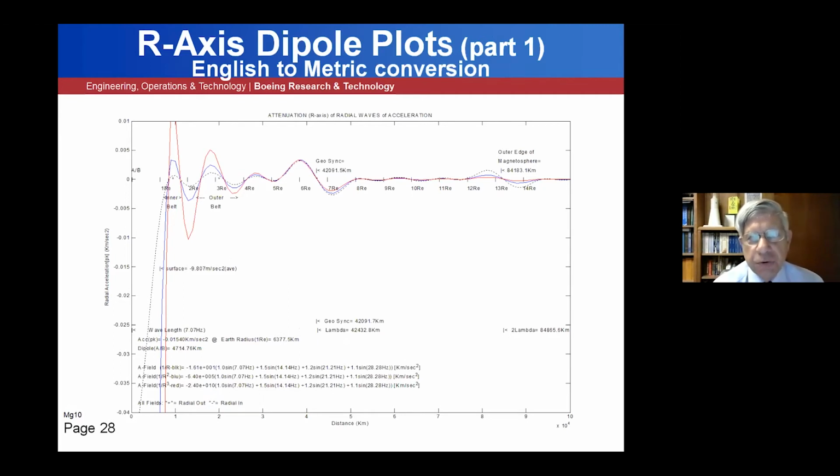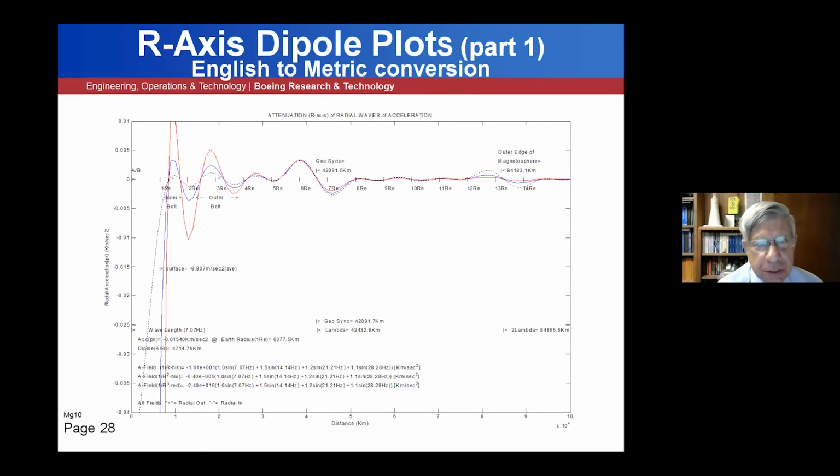Now this is at the equator radially outward. The first one there, you have the surface value, which is what they quote in the textbooks. It's 32 feet per second squared. And then this is in the metric term, which is 9.807 meters per second squared.